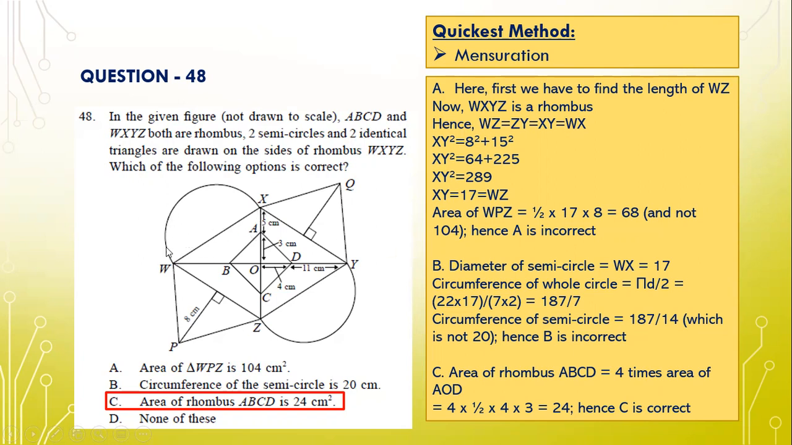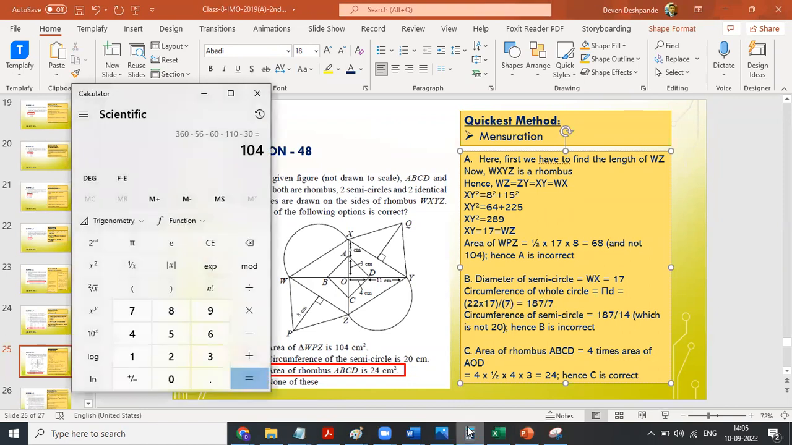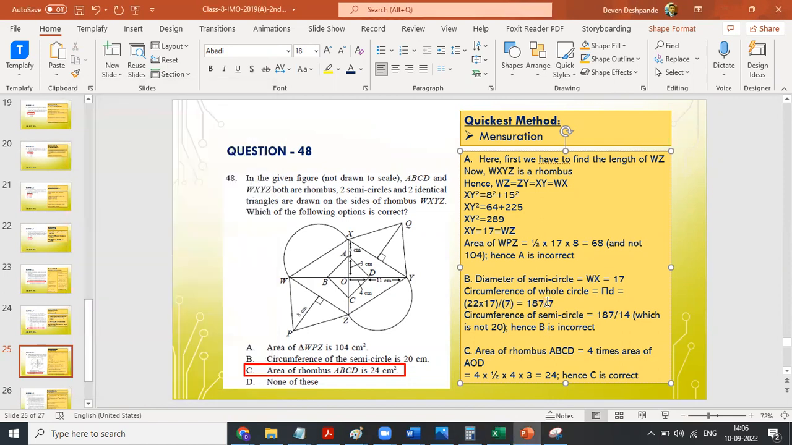So the circumference of the whole circle. If this was a whole circle, what is the circumference? It is 2 pi r, isn't it? So pi into d. Circumference of whole circle is pi into d. So it is 22 into 17 upon 7. What is 22 into 17? 22 into 17 is 374. So 374 upon 7.